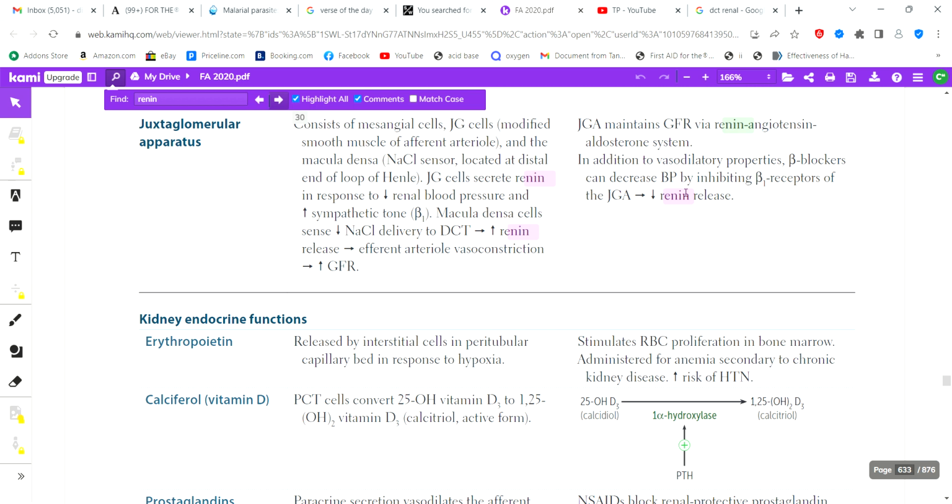Macula densa cells sense decreased sodium chloride delivery to the DCT, and this increases renin release. And this causes efferent arteriolar vasoconstriction, which increases GFR. The juxtaglomerular apparatus maintains the GFR by the renin-angiotensin-aldosterone system. In addition to vasodilatory properties, beta blockers can decrease BP by inhibiting beta receptors of the juxtaglomerular apparatus. This leads to decreased renin release.